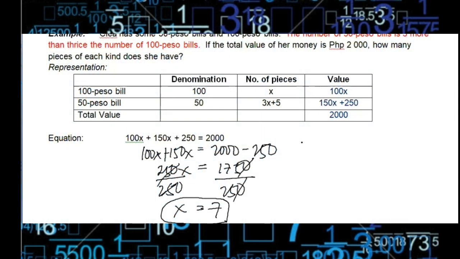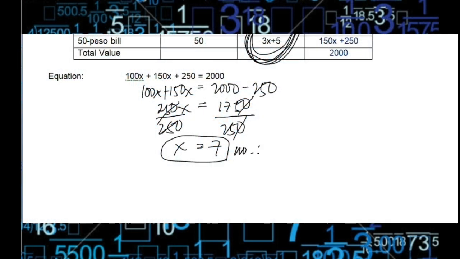Ayan. So ngayon, ito yun. Nakikita nyo ba itong binibilugan ko? Yan yung mga hinahanap natin eh. Kasi ang tanong sa problem, how many pieces of each kind? Di ba ito yung number of pieces? So, isubstitute na lang natin. So, itong 7 na naging sagot natin, siya yung number of 100 peso bill.